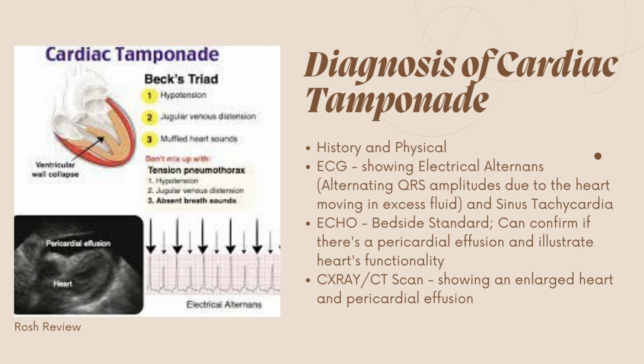In the picture to the left, you'll be able to see the electrical alternans depicting a larger and more amplified QRS complex for every other beat. And then we're going to go over Beck's triad in the next slide.